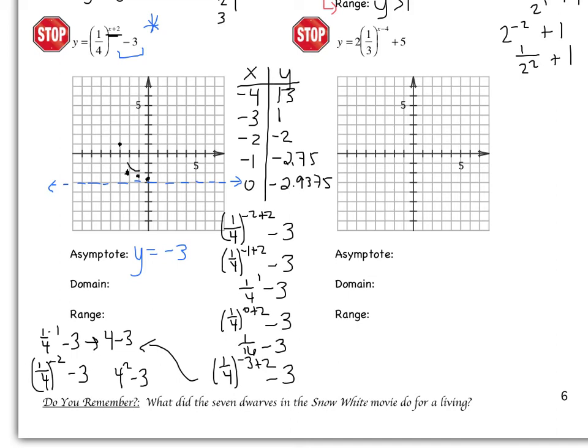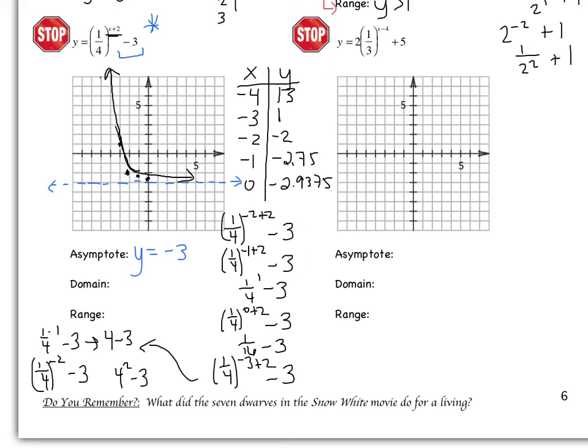So connecting. This is what you should have gotten. Yours should look better than mine does. Remember that it's kind of hard to draw on an iPad, so sorry that mine did not turn out so nicely. But this is what your graph should look like.